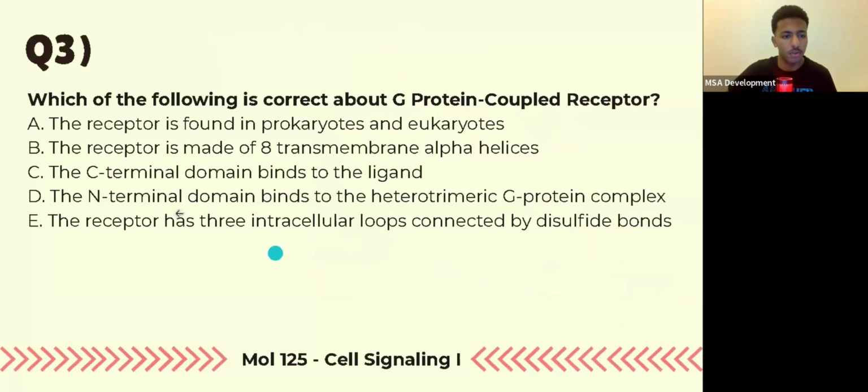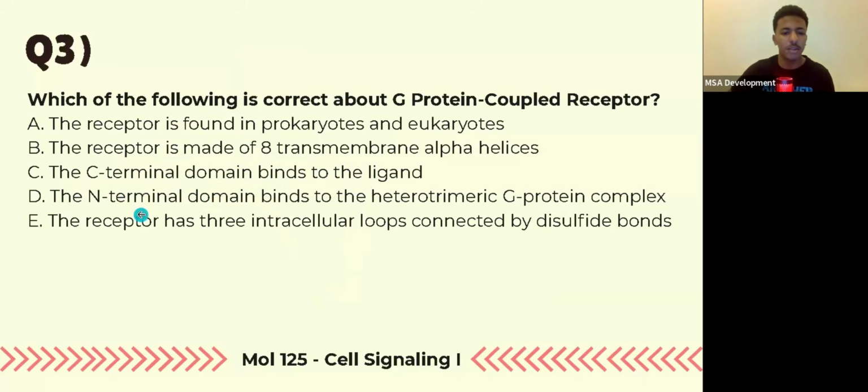Now, let's try to solve this. Which of the following is correct about G protein coupled receptors? The receptor is found in prokaryotes and eukaryotes. I did not mention this, but the receptor is only found in eukaryotes, okay? So A is wrong. B, the receptor is made of 8 transmembrane alpha helices. Incorrect, we said 7. C, the C-terminal domain binds to the ligand. Incorrect, we said the C-terminal domain binds to the heterotrimeric G protein complex. And so C is incorrect.